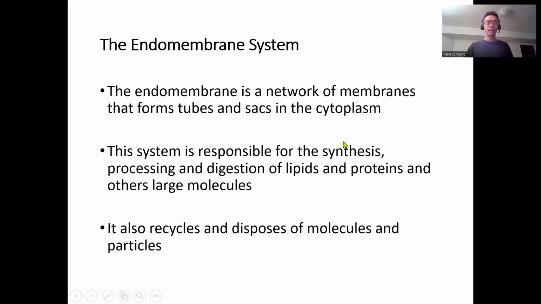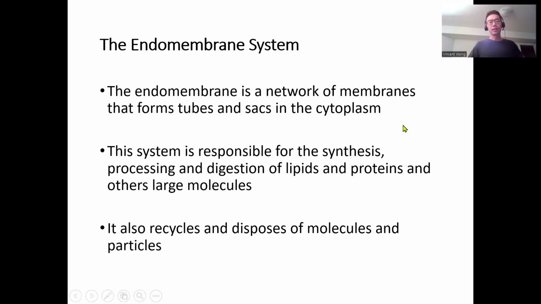We are gonna learn about the endomembrane system. Endo means inside. So in this case, inside the cell. We're gonna look at a network of membrane that exists inside the cell. There are a couple of components in the endomembrane system. You already learned some of them, and they have interrelated functions that allow the cell to do various things, including synthesis, which is production, processing, and digestion of things like lipids, proteins, and other large molecules. The endomembrane system is also responsible for recycling and disposing things that we don't need, or things that are harmful in the cell.